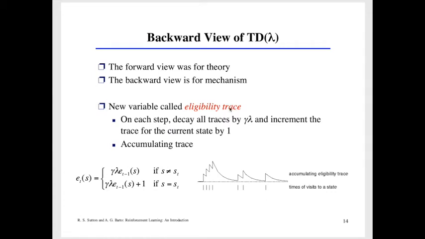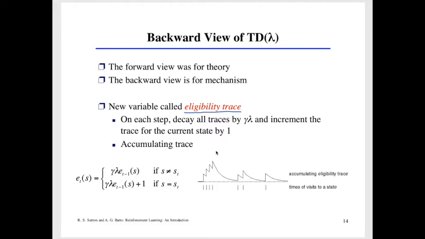So the backward view of TD lambda makes this all possible to compute in a more efficient way. It's quite clever, actually. What we're going to do is build something called an eligibility trace. An eligibility trace is just a decaying count that records how long it's been since we visited a state. I say it's a count, but it's not an integer. It's a continuous trace or measure or counter.